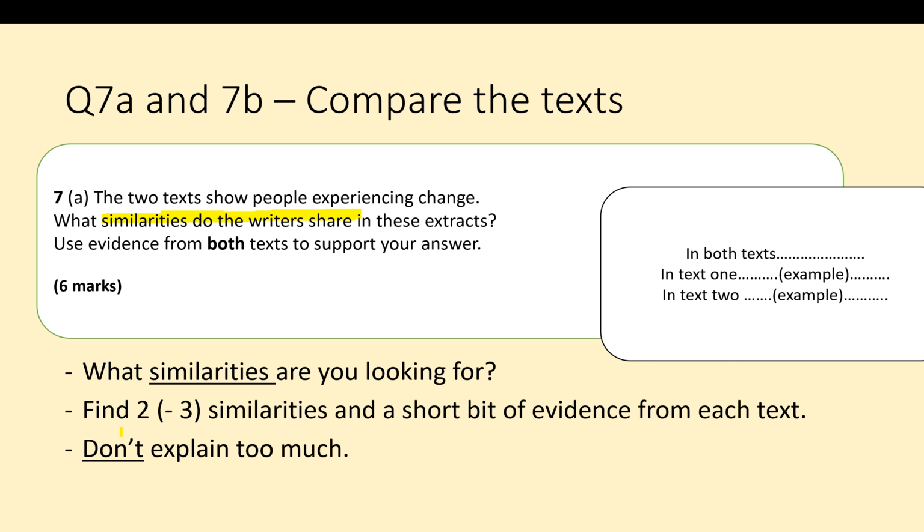So here we've got what you need to think about. Here you're looking for the similarities about the writers, so about the narrator, and you need to find 2 or 3, with a short bit of evidence, and don't explain too much. There aren't really marks for explanation here. There are just marks for finding 2 or 3 good similarities, and in your point, where it says in both texts, you're explaining how they're similar. You don't need a whole separate explanation.